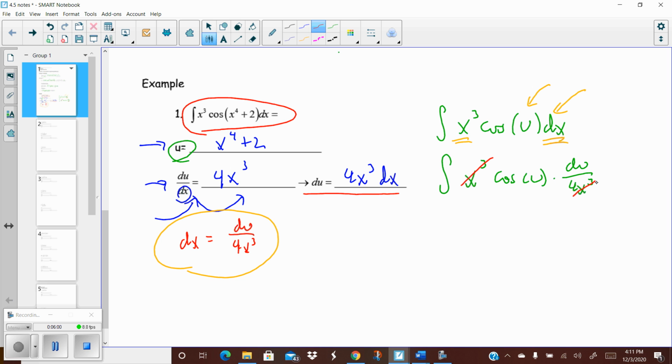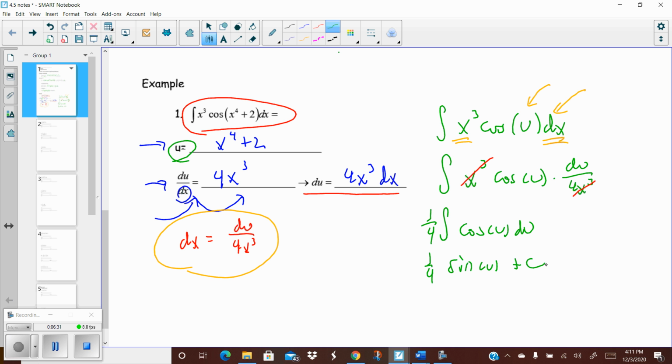I do have a constant with that 4 in the denominator, but we should know from properties of integrals that we can pull a constant out to the front. Now the 4 is in the denominator. It needs to stay in the denominator, so really I'm going to pull a 1/4 out to the front. Then I'm going to have the integral of cosine of u du. That is something I can do because I can take the antiderivative of cosine of u, which is sine of u. So I'm going to get 1/4 sine of u. Don't forget the plus c.